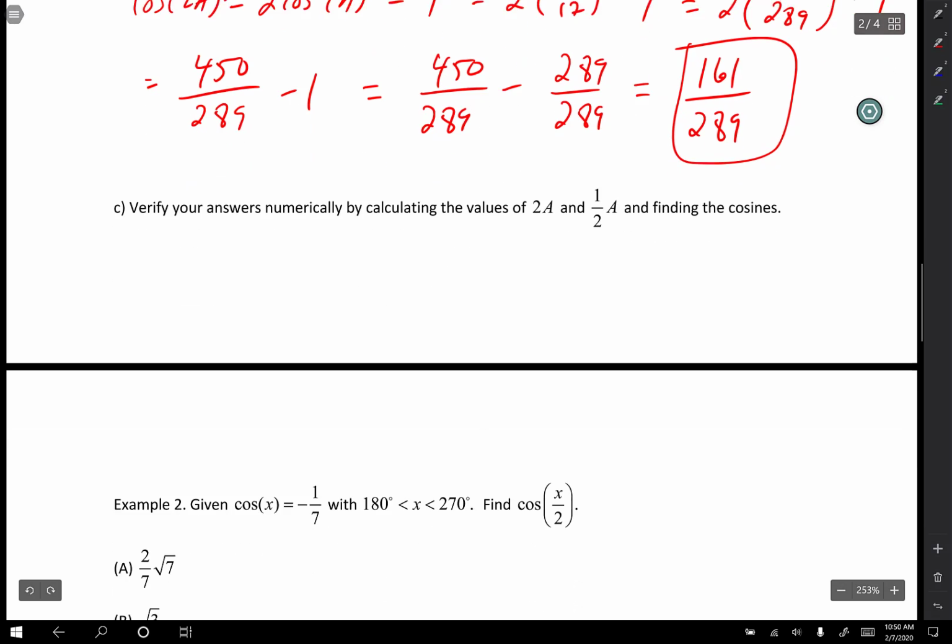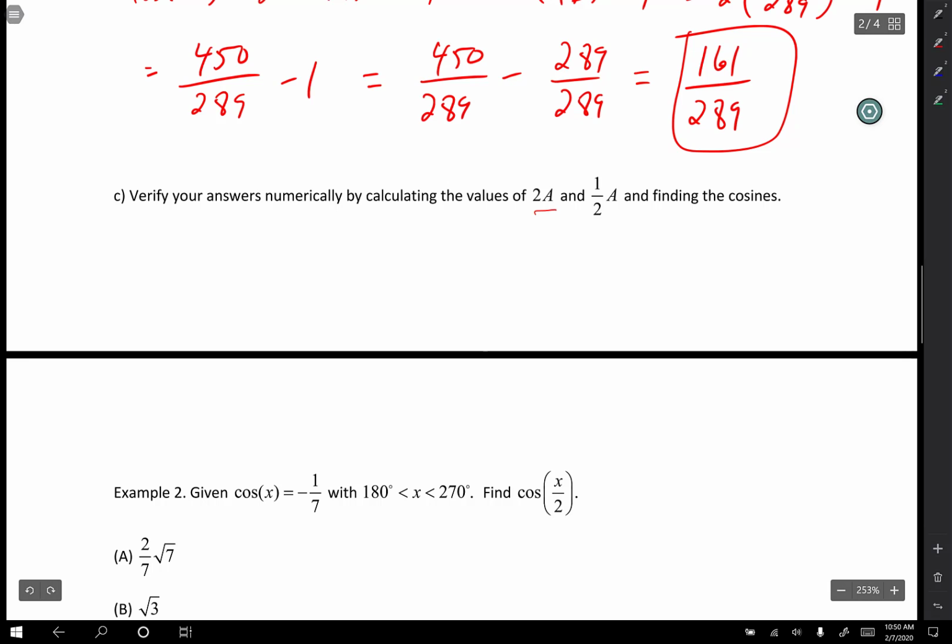So this one says verify your answer numerically by calculating cosine 2A and half A and finding the cosine. We're going to do this with a calculator. I'm going to find the inverse of cosine and push 15 over 17, and it tells me my degree. So 28 degrees. But the calculator is dumb. It does not know that angle A is in quadrant 4, so I'm going to force it to be in quadrant 4: 360 minus that angle. And I'm going to store it to angle A. We still okay?